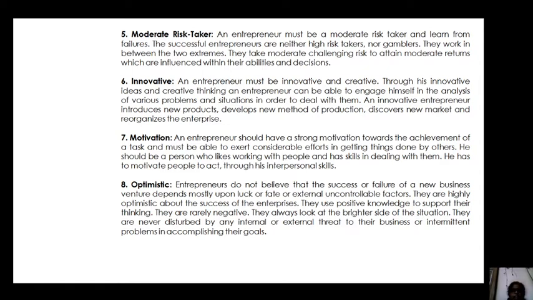Okay, they are never disturbed by any internal and external threat to the business or intermittent problems in accomplishing their goals. It is not that they are extremely ready to face everything. They are human beings finally, but their optimistic attitude, their positivity gives them support. And they go ahead with new ideas and their goals.